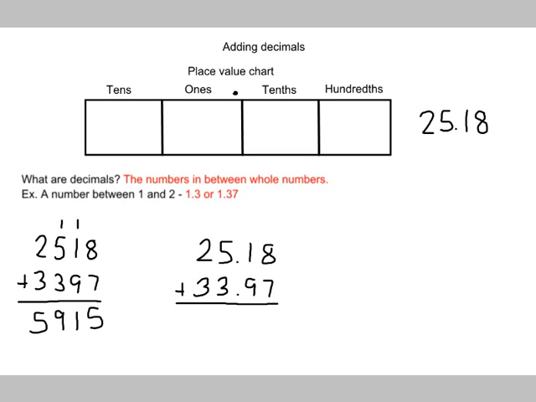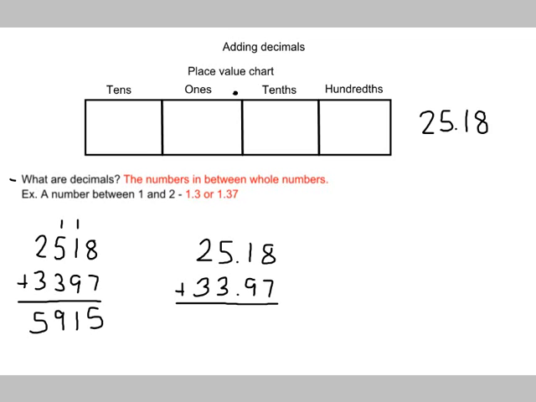Now if we take a look at what we have over here, what are decimals? Decimals are the numbers in between whole numbers. So what are whole numbers? Whole numbers are 1, 2, all the way up to infinite. 100, 200, 1,000, 10,000, whatever you want. Those are all whole numbers. Decimals are the numbers in between.